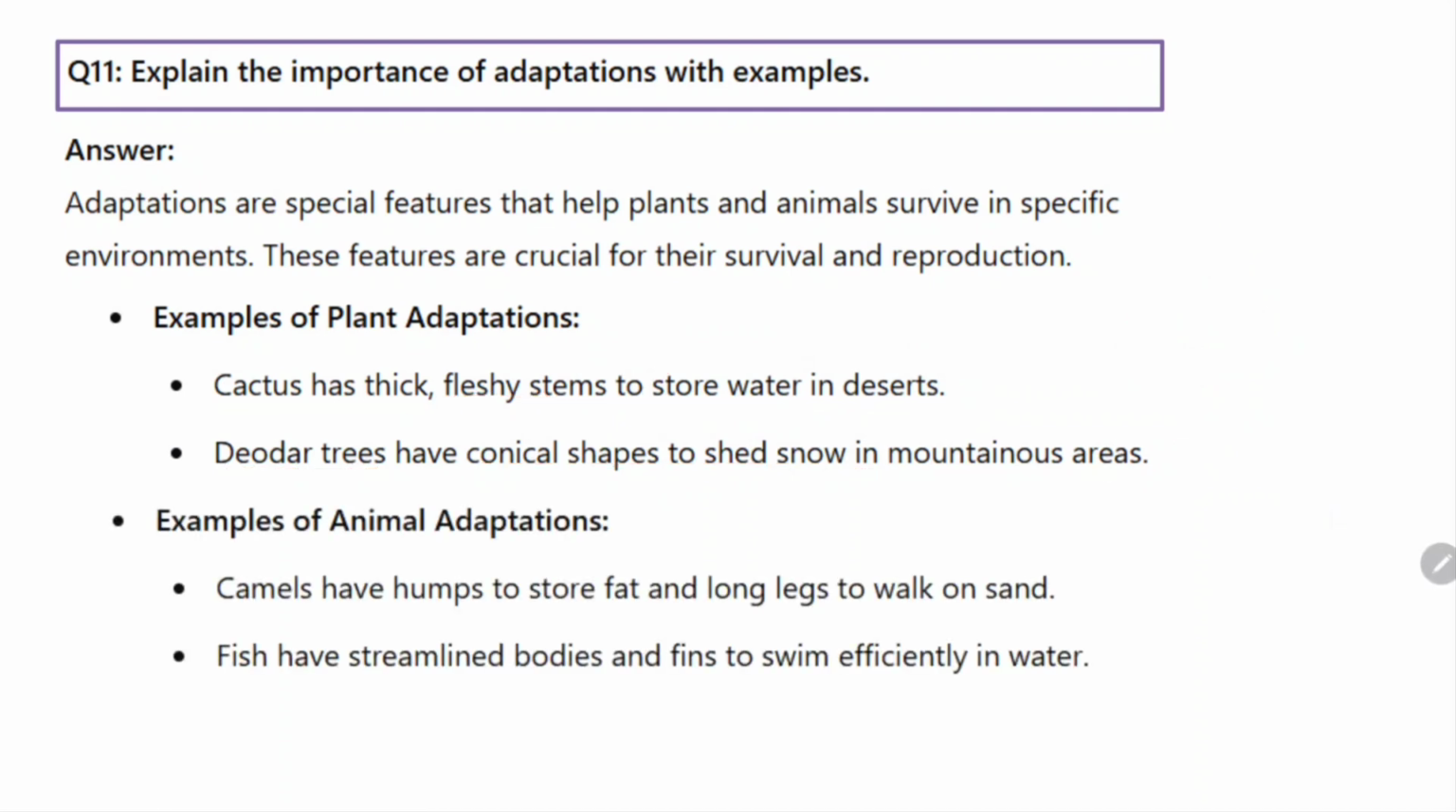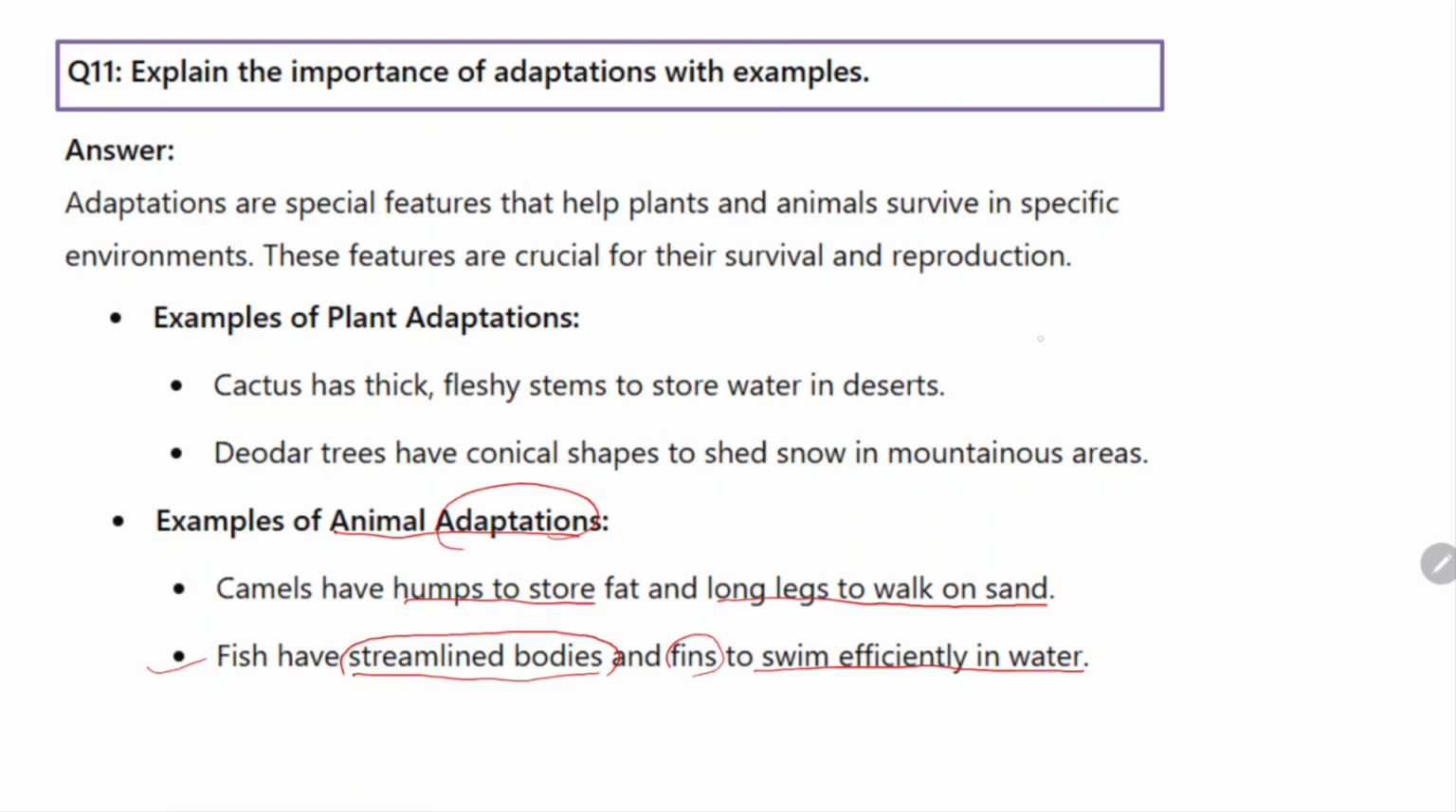Now let us see the examples of animal adaptation. Okay, camels have a hump to store fat and long legs to walk on sand. So this is the example of the camel along with its special feature, that is adaptation. Okay, and next we have fish, which have streamlined bodies and fins to swim efficiently in water. So the streamlined body of this fish, okay, and fins help them to swim in the water.